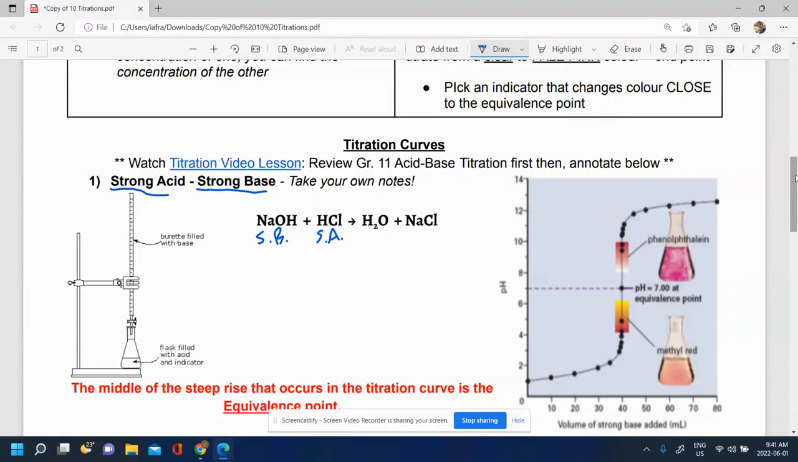In this video, we're going to focus on grade 11 style titrations, which are titrations that happen between a strong acid and a strong base. We're going to use these to review the concept of titration along with titration curves.